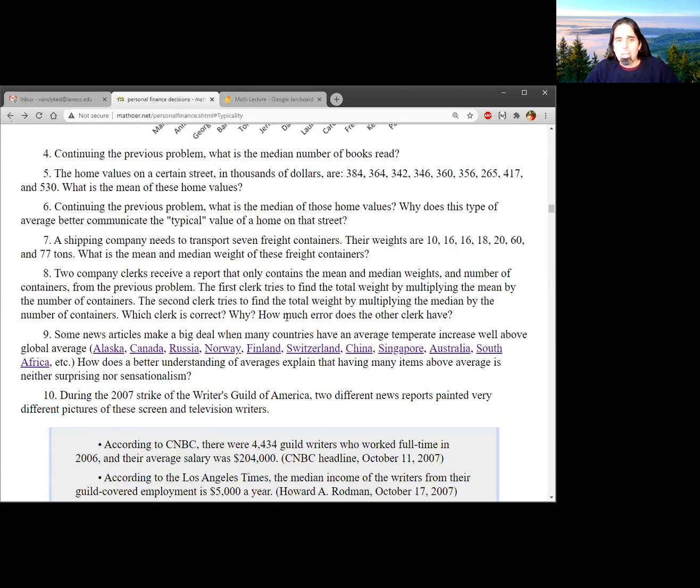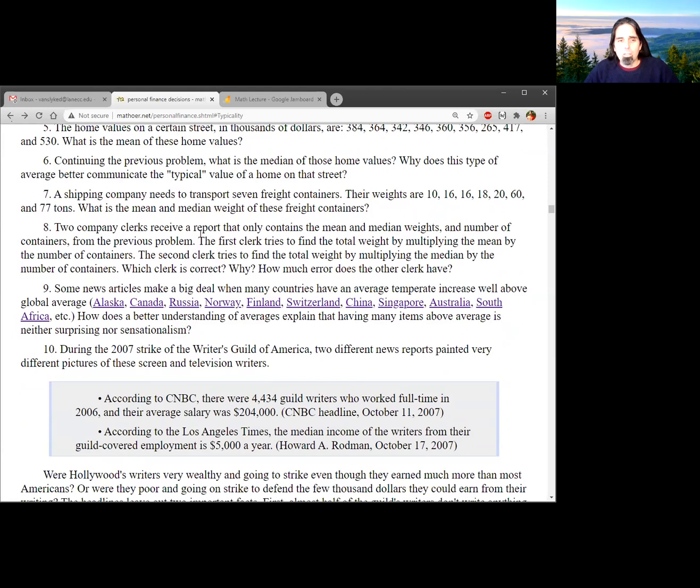Number 7 and 8, there's a shipping company. It has 7 freight containers to transport. Some of them are pretty light. One of them is huge. What's the mean and median weight? And then do some extra follow-up with number 8.